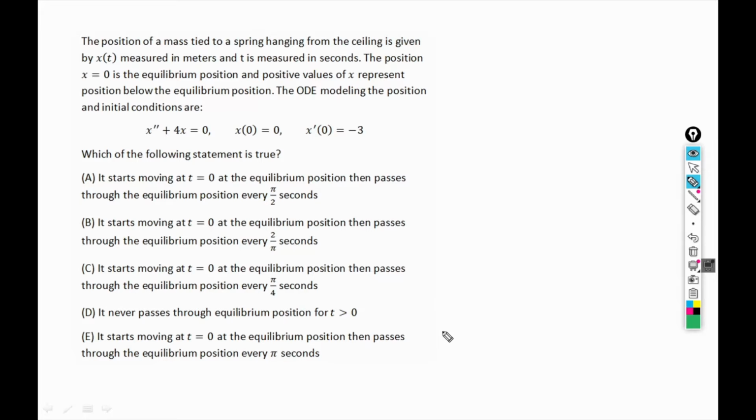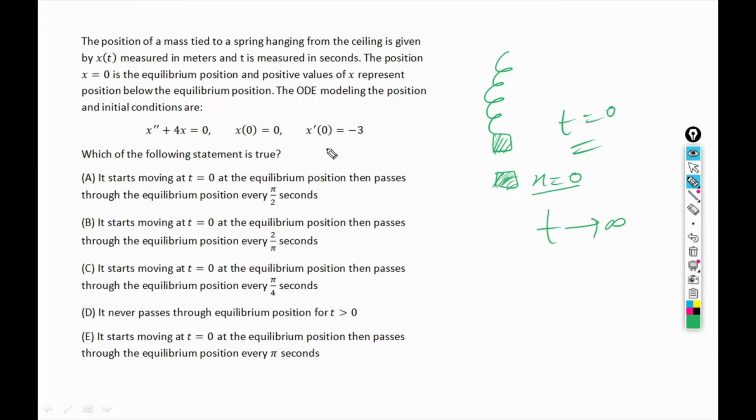Hello everyone. So we are going to solve this problem related to the mass attached to a spring. Let's say some mass is attached to a spring and it is released at time t equals 0. As t tends to infinity, this mass will become stationary. That stationary position is called the equilibrium position, and we call the stationary position x equals 0. We denote it like this.